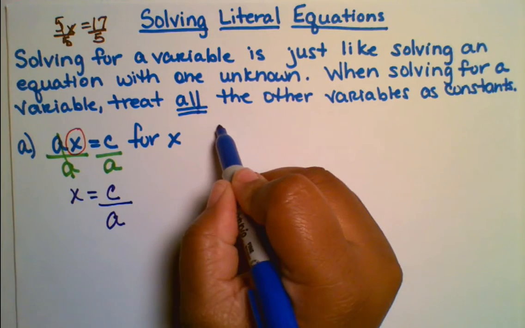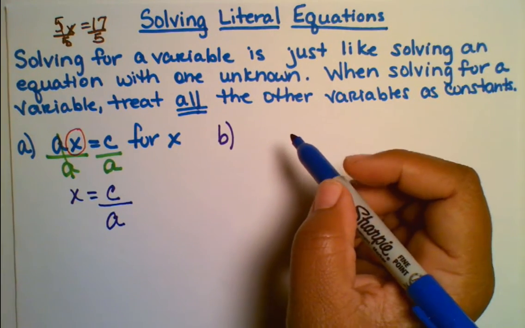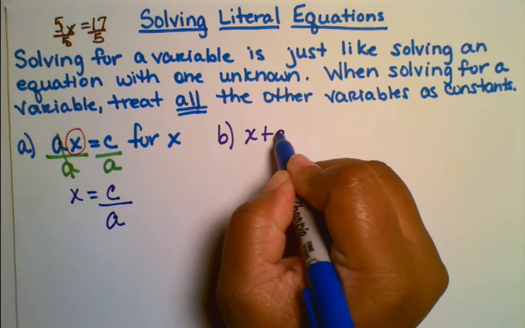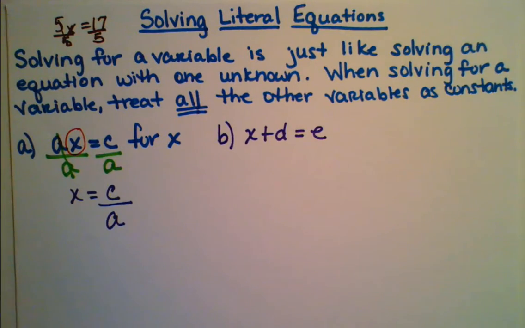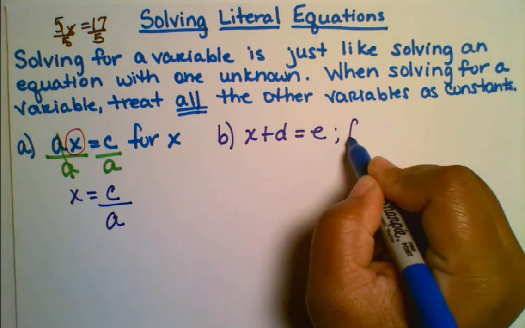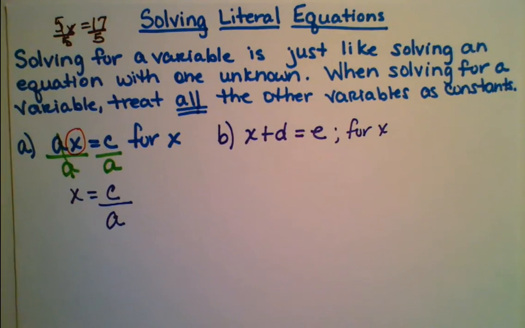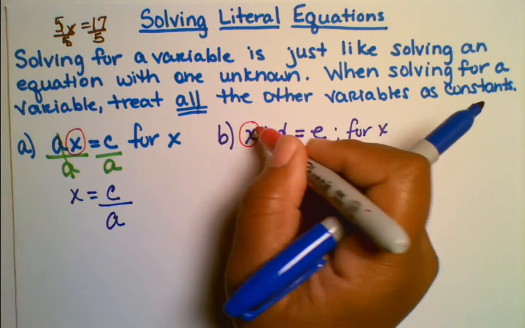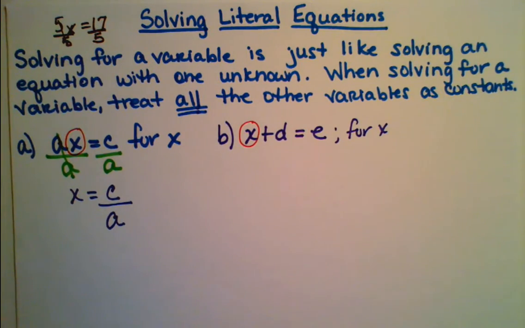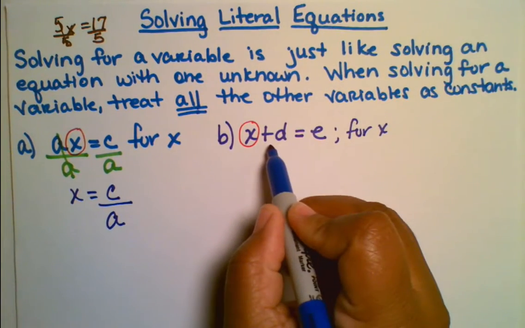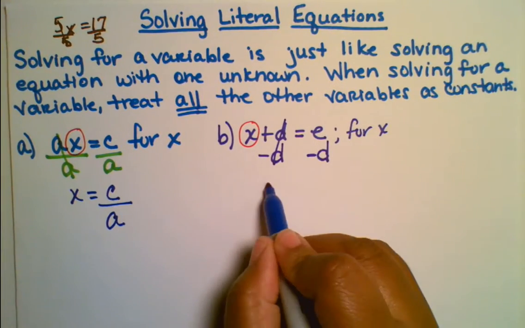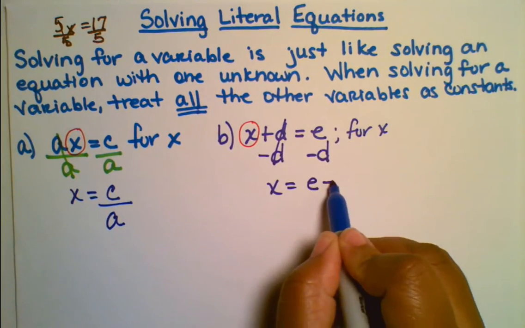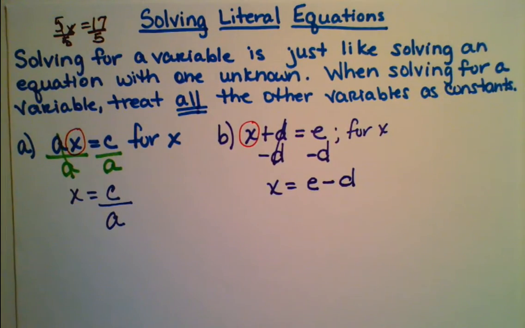Let's do another one. We have here x plus d is equal to e. We're being asked to solve for x. So x is not what we're going to move. What we're going to move will be the d. Because this is a positive d, to move it over, we're going to subtract d from both sides. And we have x is equal to e minus d.